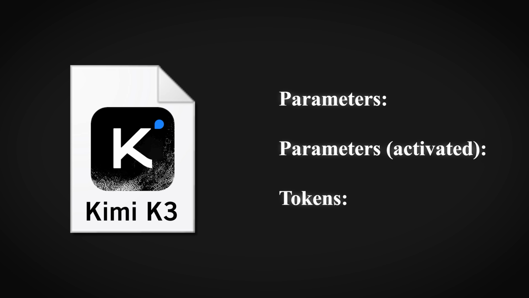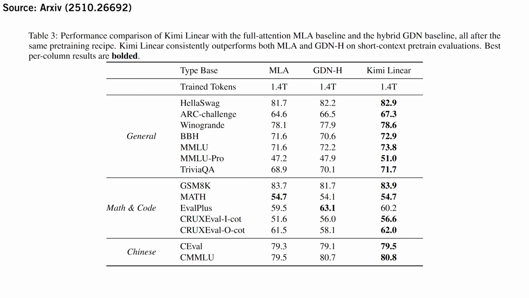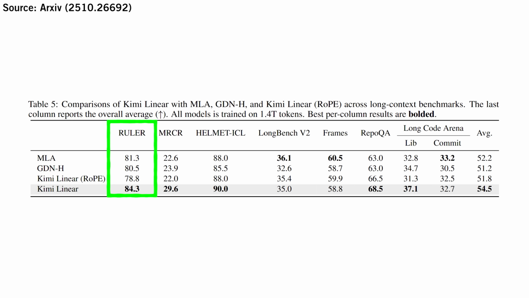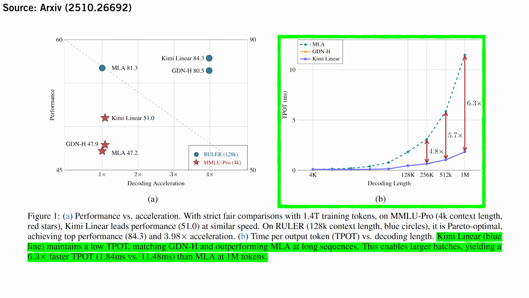Linear, where they were experimenting on a 48 billion parameter MoE with 3 billion active parameters trained on 1.4 trillion tokens. What's even crazier is that Kimi Linear did not just match the full attention model. In their paper, it actually beat standard attention. And not just on simple performance benchmarks like MMLU Pro, where Kimi Linear scored nearly 4 points higher than MLA, on the 128,000 long context benchmark called Ruler, Kimi Linear also beat it by 3 points, while getting around 4 times the decoding acceleration. Then on 1 million token context, its time per output token dropped from 11.48 milliseconds to 1.84 milliseconds, giving a 6.3 times decoding speedup.